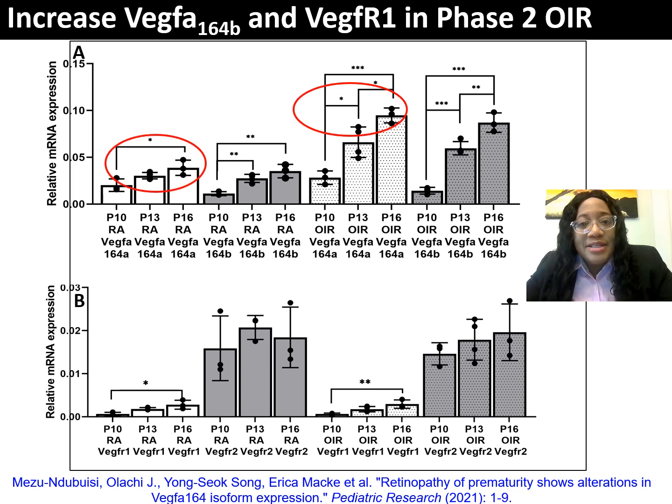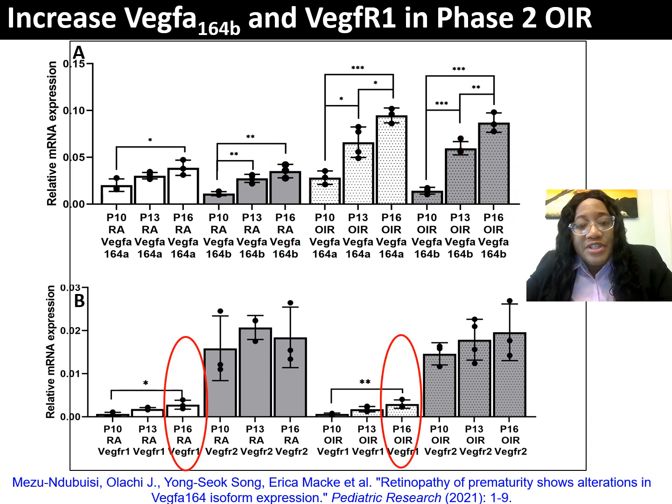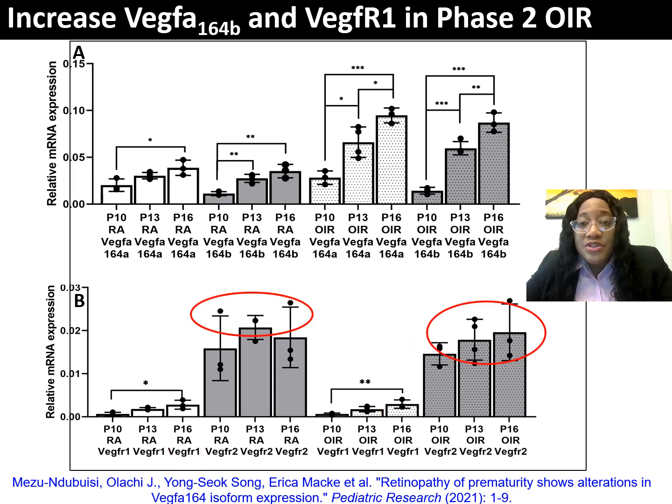Going from P10, the peak of vaso-obliteration, to P16, VEGF A164A and A164B expression increased in both OIR and Romer mice. However, at P16 in OIR mice, anti-angiogenic VEGF A164B was expressed slightly higher. VEGF receptor 1 was increased at P16 compared to P10 in both Romer and OIR mice. VEGF receptor 2 remained unchanged in both Romer and OIR mice.